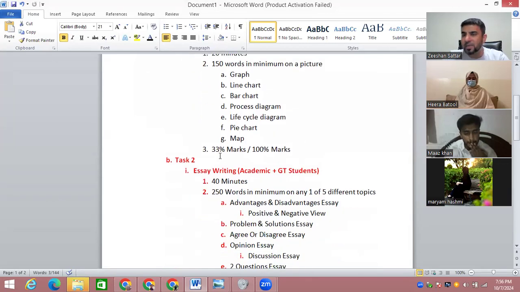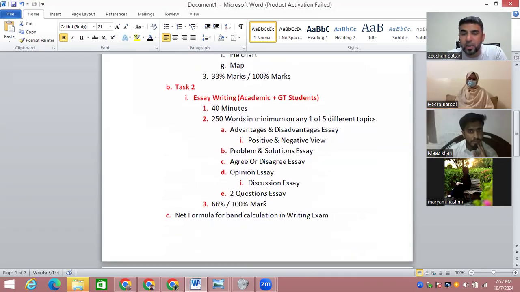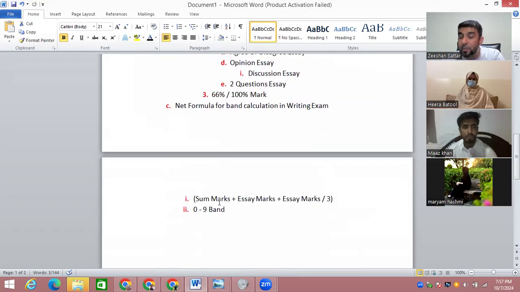33% marks out of 100% will be contributed by task number one, the summary or the letter. Task number two in the writing exam will be of 40 minutes. 250 words are required to be written on any one out of 5 different topics. The first is advantage, disadvantage, problem solution. The second one, agree, disagree, opinion, and 2 question essay. 66% marks will be contributed by this side, and the net formula for the band calculation is the summary marks plus essay marks divided by 3, and the band score will be from 0 to 9. 9 stands for the maximum, and 0 stands for the minimum.